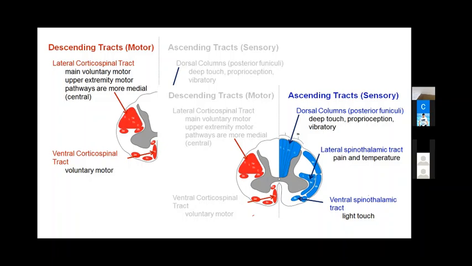Have you heard of the Brown-Sequard syndrome? What is it? What is the Brown-Sequard syndrome? Hemisection of the spinal cord, sir. So what happened? Yeah. There is loss of motor and loss of position function on the side of the injury. And on the other side, that is the contralateral side, there will be loss of the pain and temperature.